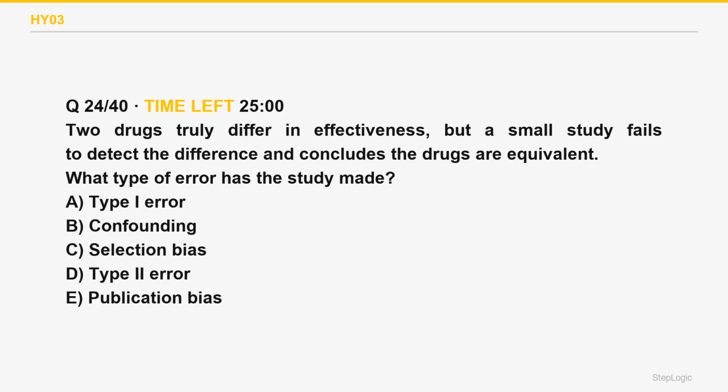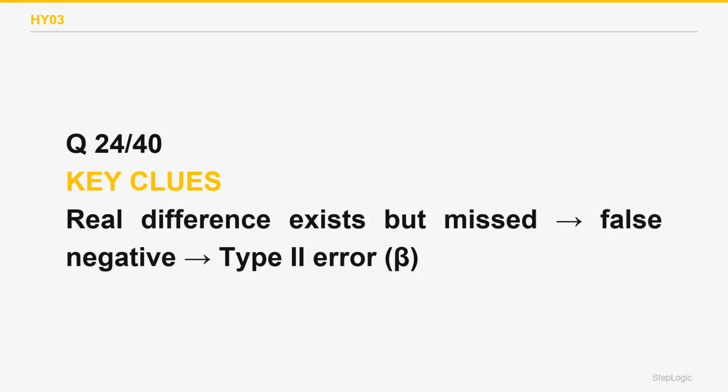What type of error has the study made? Two drugs truly differ in effectiveness, but a small study fails to detect the difference and concludes the drugs are equivalent. Read the command. The error of missing a real difference. Failing to detect a true effect is a false negative.